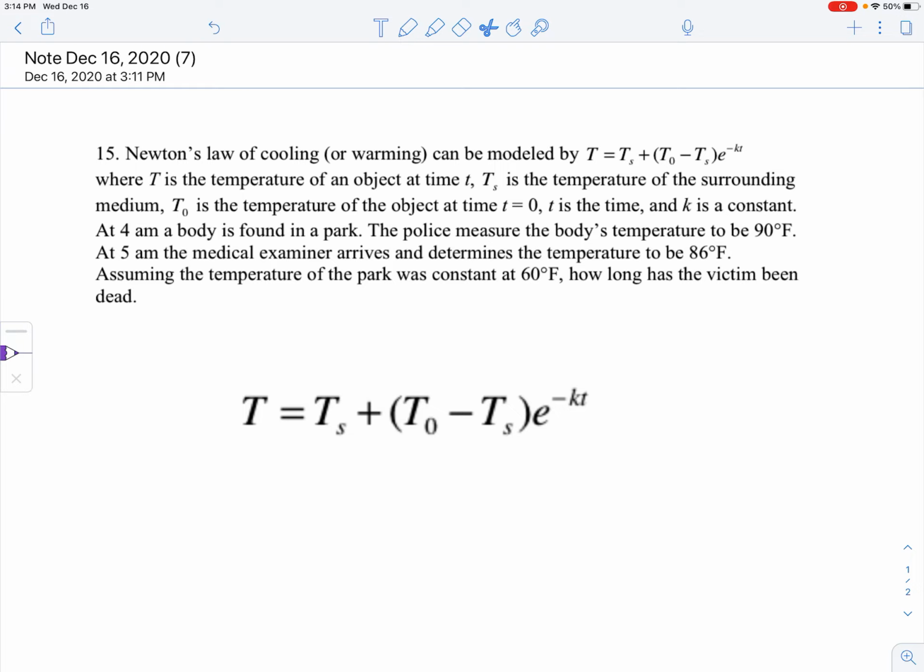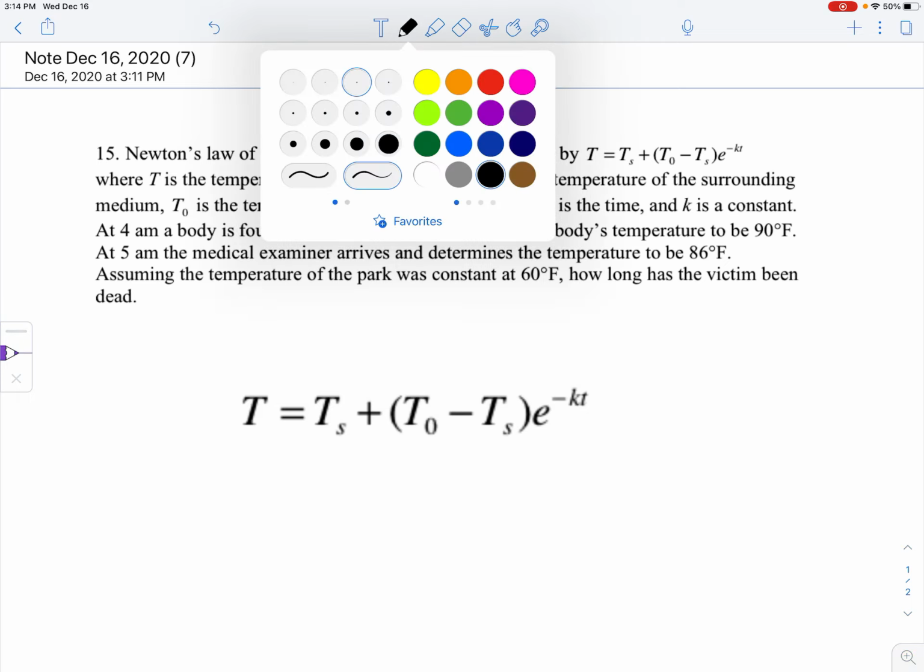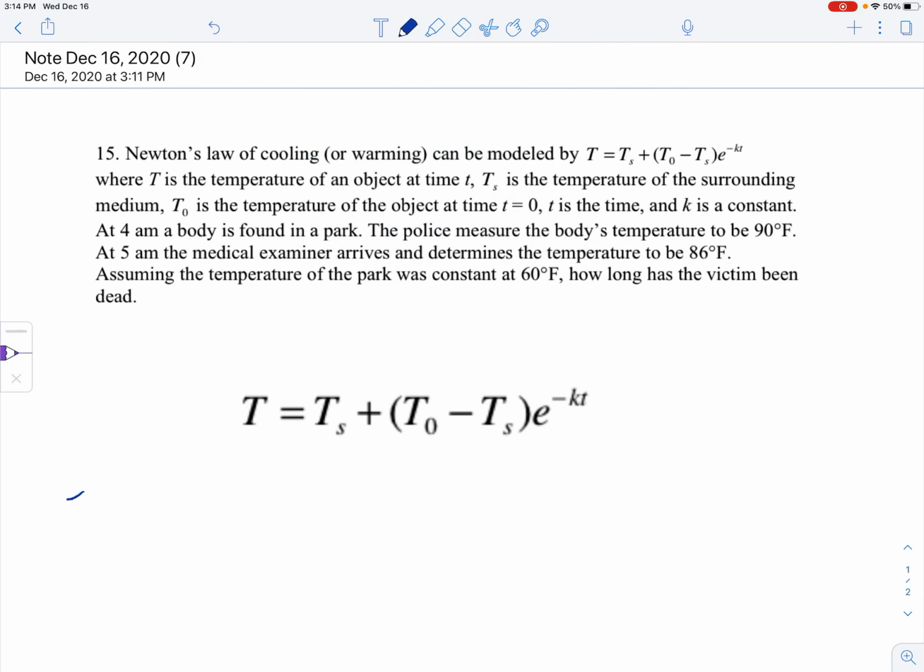So now let's go through the given information and see what we're solving for. At 4 a.m., a body is found in a park. The police measure the body's temperature to be 90 degrees. So I'm going to write down that piece of information: 4 a.m., the body is 90 degrees Fahrenheit.